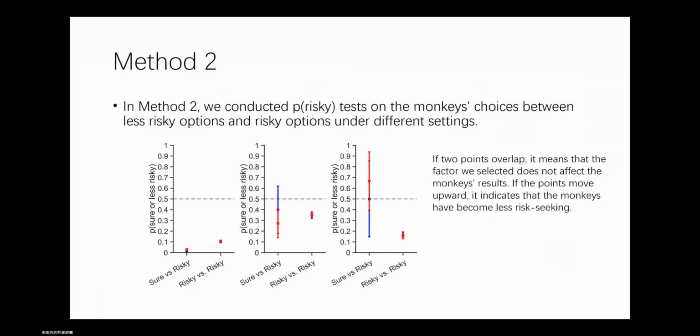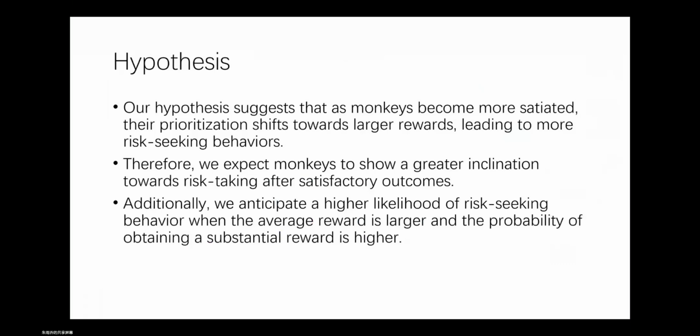And based on the literature review we did and prospect theory, we formed the hypothesis. We believe that the monkeys will become more satiated. As they become more satiated, their prioritization shifts towards larger rewards, and they will become more risk-seeking. And we also expect monkeys to show a greater inclination towards risk-taking after satisfactory outcomes, and also anticipate a higher likelihood of risk-taking when the average reward is larger and the probability of gaining such reward is higher.